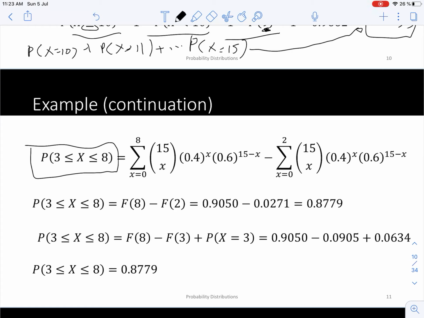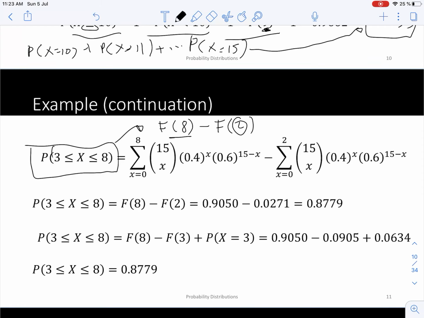So one easy way to find this expression is just to use the CDF of 8 minus the CDF of 2. Same thing as before. It cannot be 3, because if we subtract the cumulative of 3, that will remove also the equality of 3. So that's why we go back one integer value, so we make sure that we get the probability from 3 to 8.